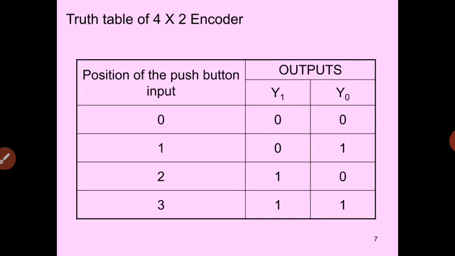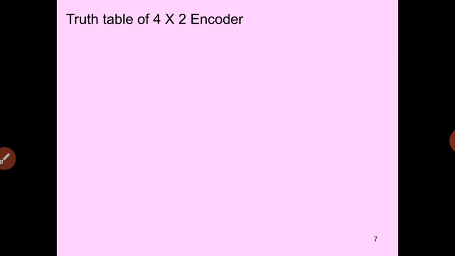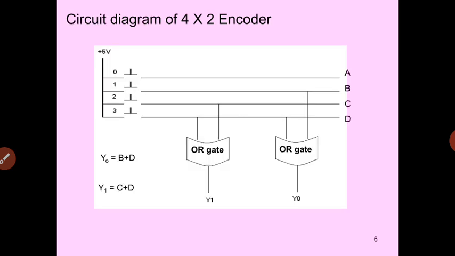We'll see the truth table, with the position of the push button input. Here the inputs are applied with the help of push button switches. That is the meaning of applying the inputs; this is one of the ways of applying the input to an encoder circuit. The output Y0 mainly depends upon two inputs, that is B and D, and similarly the output Y1 depends upon only C and D.